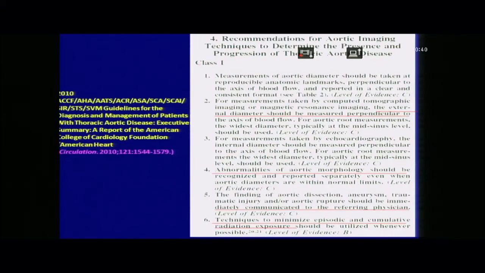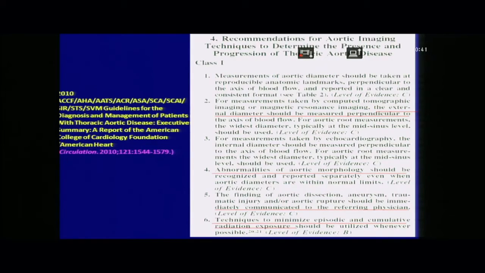So what are the recommendations for aortic imaging? These are actually class 1 indications, but the level of evidence is again C. These were published in Circulation 2010. So again, they mention the same thing which I have discussed. The external diameters are used, and they should be measured perpendicular to the axis of the blood flow, not to the body axis. Then the abnormality of aortic morphology should also be documented. So even if the diameters are normal, even if you see some irregularity or outpouching, it should be documented.